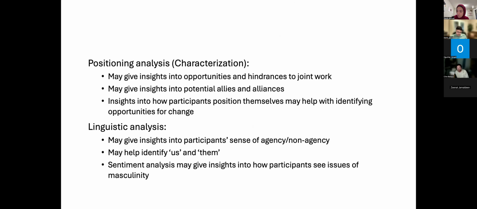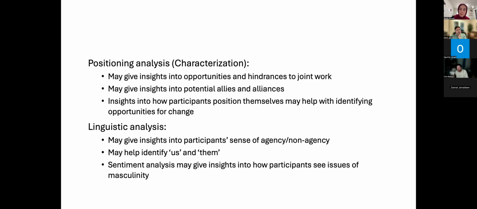Linguistic analysis might give insight into the sense of agency. Do they use passive voice more than active voice? Do they use I or we? Linguistic analysis helps identify who constitutes us and who constitutes them. Again, that might open up looking at alliances and joint work, etc.